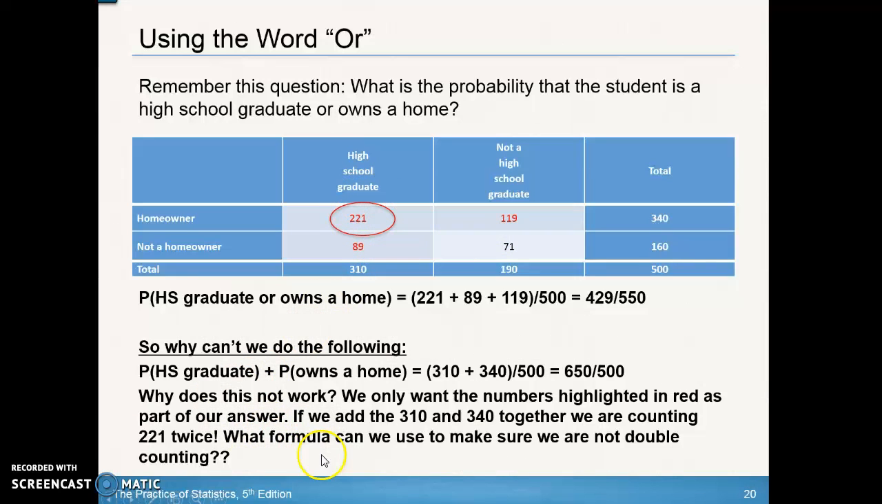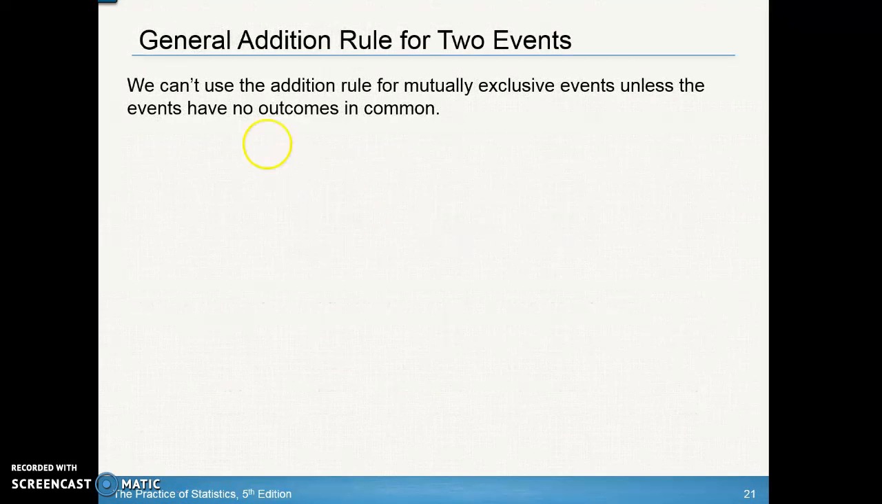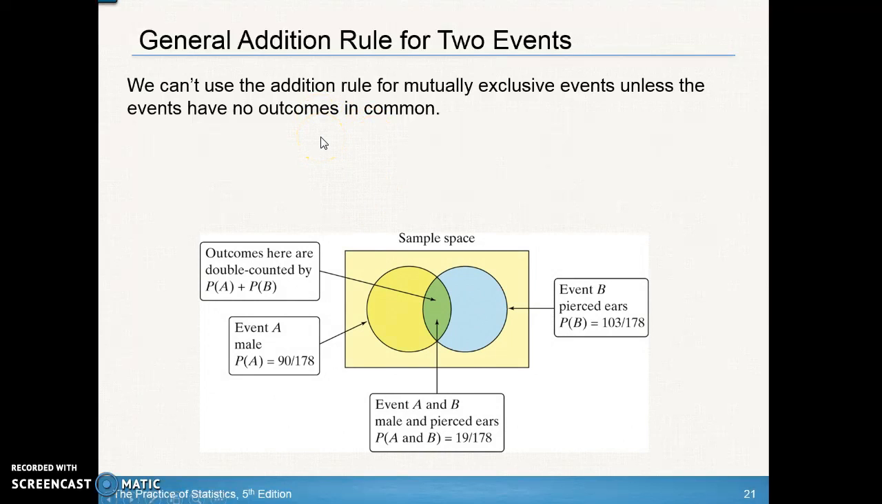So we're going to come up with a formula we can use to make sure that we don't double count a number when we're talking about OR probabilities. So this means that this event is not mutually exclusive. Remember, mutually exclusive means they can't occur together. In this case, they do occur together. You can be a homeowner and a high school graduate. All right, so why can't we just use the general addition rule? We can only use the simple addition rule for mutually exclusive events if they have no outcomes in common.